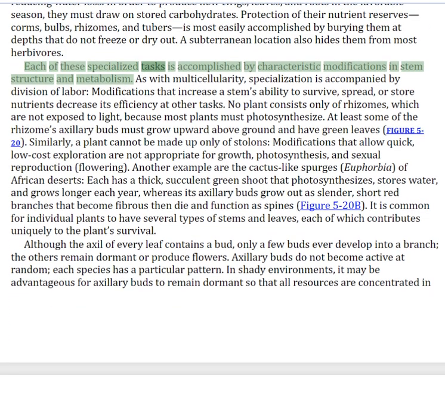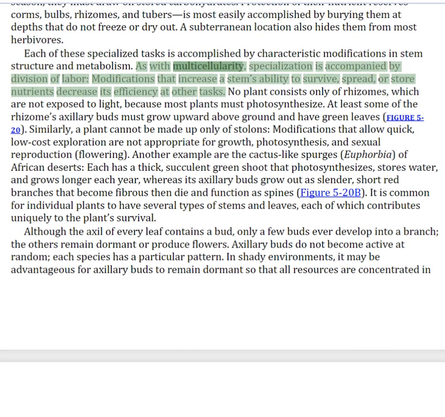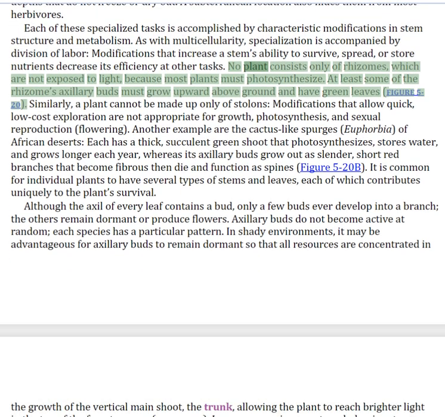Each of these specialized tasks is accomplished by characteristic modifications in stem structure and metabolism. As with multicellularity, specialization is accompanied by division of labor; modifications that increase a stem's ability to survive, spread, or store nutrients decrease its efficiency at other tasks. No plant consists only of rhizomes, which are not exposed to light, because most plants must photosynthesize. At least some of the rhizome's axillary buds must grow upward above ground and have green leaves.